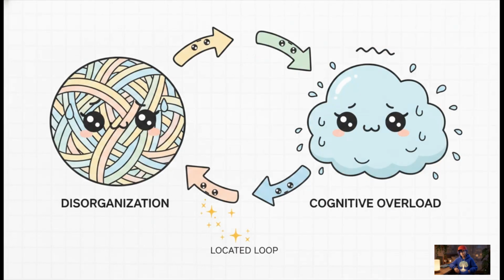Then in step 2, loop identification, you're going to physically trace the arrows between those variables you just mapped out. The real secret sauce here is finding the direction of the flow. Ask yourself, is your physical disorganization driving your mental stress? Or is a massive amount of cognitive overload actually creating that physical mess? Figuring out which way the arrow points tells you exactly which loops are secretly compounding against you.